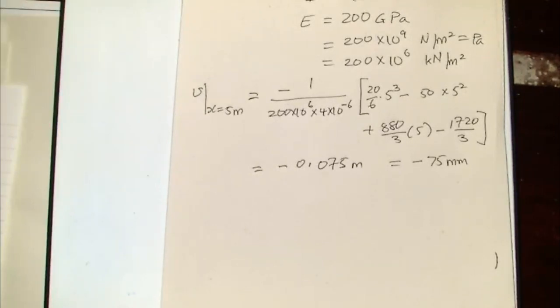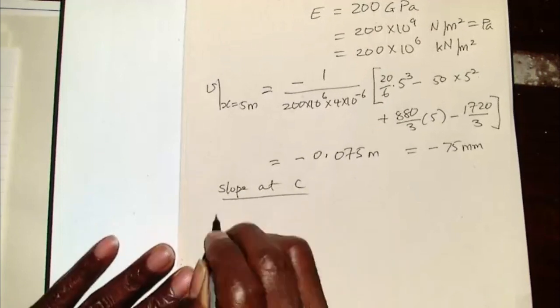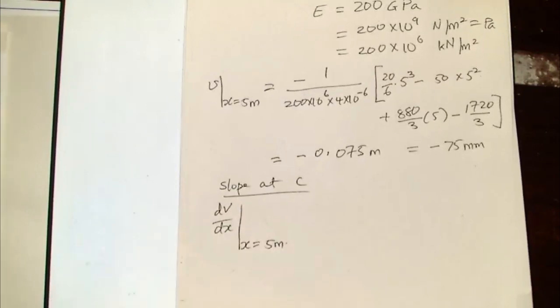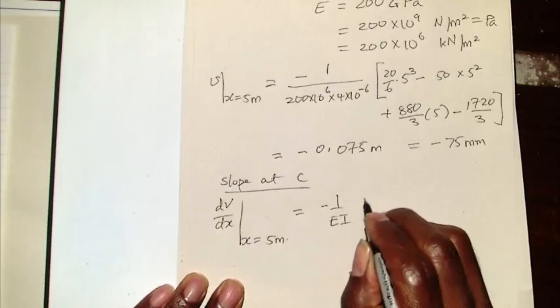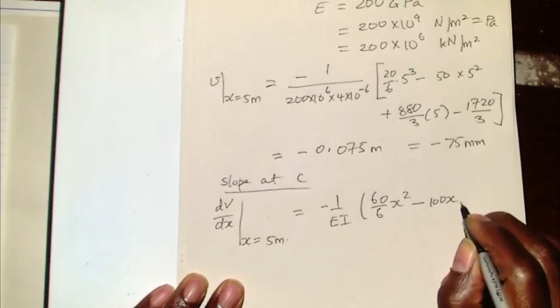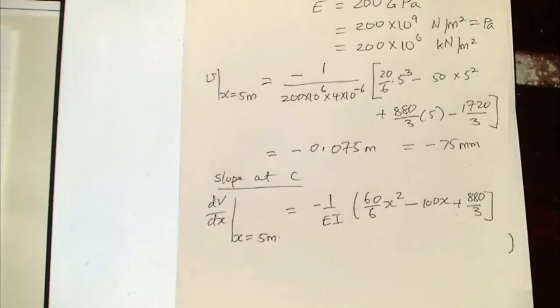If we want to find the slope at location C, we need to find what is dv/dx at x equals 5 meters. So I'll go back to the equation for the magnitude of the deflection for section BC, and we'll be able to do that. I'm going to write that it will be minus 1 over EI times 60 all over 6 x squared minus 100x plus 880 all over 3. Now I can put x equals 5 meters there.